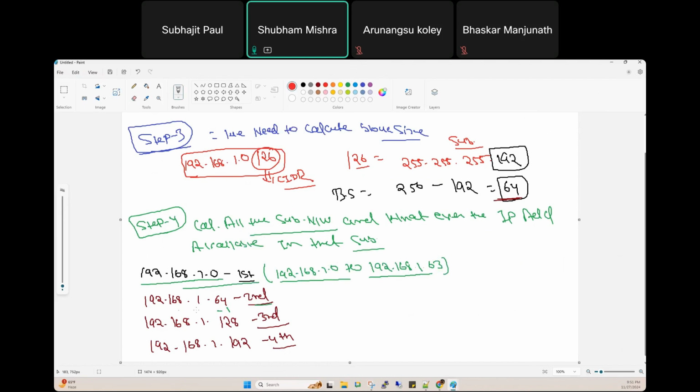Now, come to the second network. What is the range? 192.168.1.64 to 192.168.1.128 minus 1. That is, guys, 127. Now, in the third network, what is the range? 192.168.1.128 to 192.168.1.192 minus 1. Value will be, guys, 191. Are you agree, everyone? Yes or no? Yes, sir.